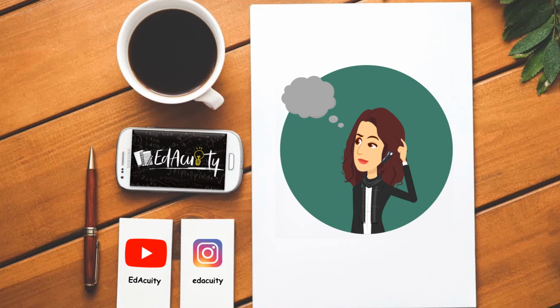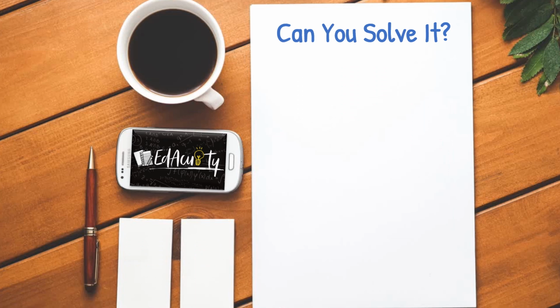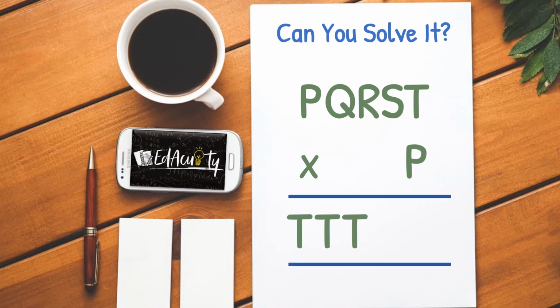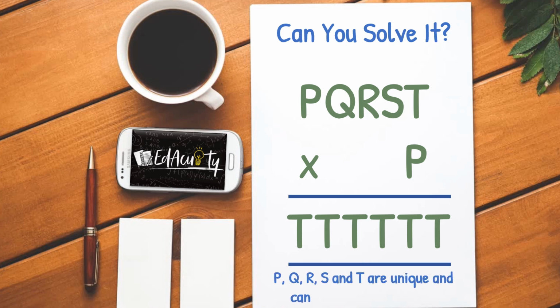We are here to discuss the solution to this puzzle. So let me just state the question here. It says that when a 5-digit number PQRST is multiplied by a 1-digit number P, it gives a 6-digit number TTTTTT, which means 6 times T. Now, what we have to do here is find the values of P, Q, R, S and T in such a way that their values are unique and lie in the range from 0 to 9.